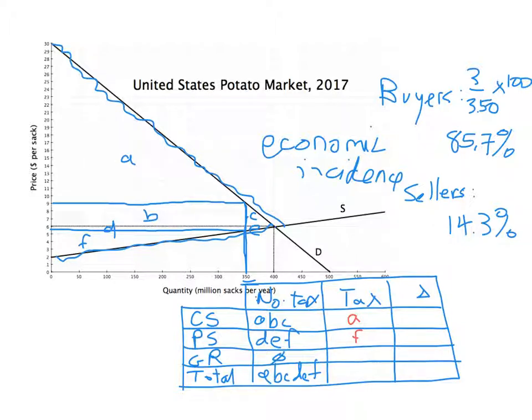And then government revenue, remember that the government collected the vertical distance between the price paid by buyers and the price received by sellers. That was $3.50. They collected that tax on each unit produced, and there were 350 million produced. So we could get actually the dollar revenue created by this tax by taking $3.50 times 350 million sacks per year. So in this fictitious example, this was a big revenue generator.